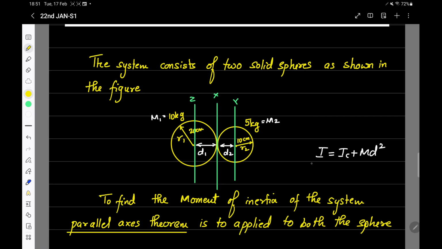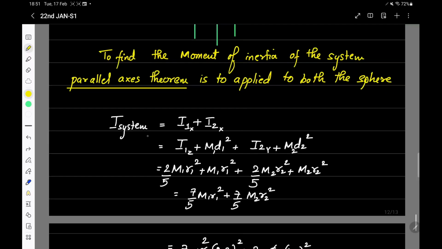What does the parallel axis theorem say? It says I, the moment of inertia about any axis, is equal to IC, the moment of inertia about the axis passing through the center of mass, plus md square, where d is the perpendicular distance between our axis and the centroidal axis. Here our axis is x and the centroidal axes are z and y for the two spheres. So the moment of inertia of the system will be I1x plus I2x, the moment of inertia of the first sphere about the x-axis and the moment of inertia of the second sphere about the x-axis. We are adding them because moment of inertia is a scalar.